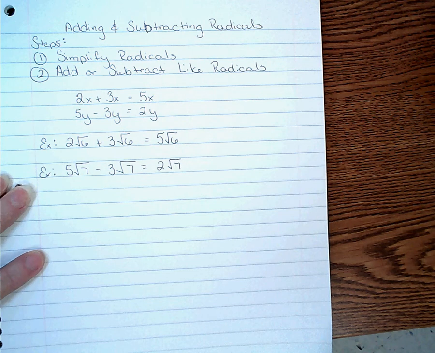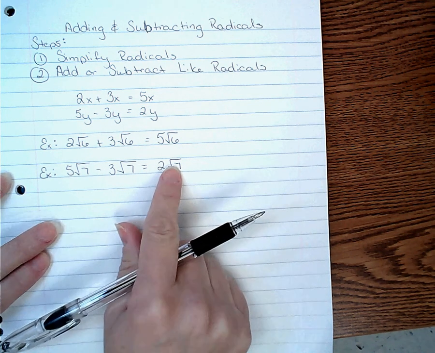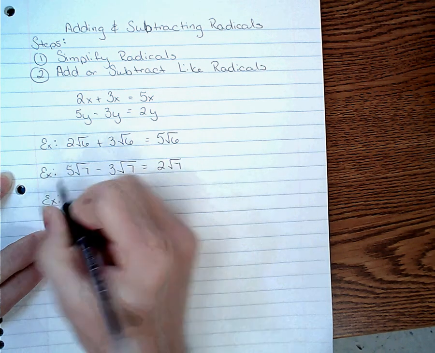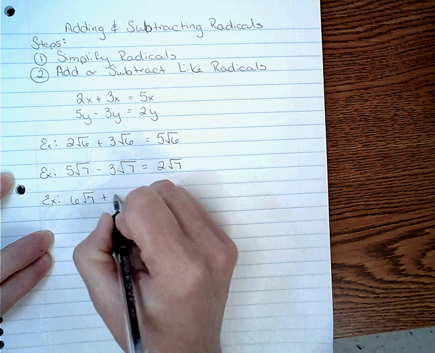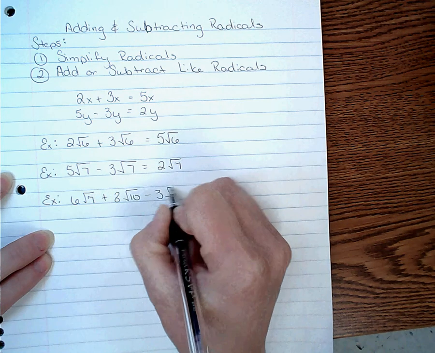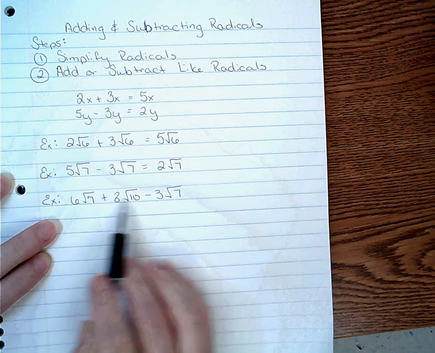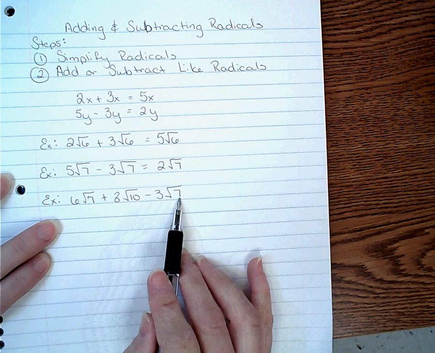Now, you can have 2 terms, you can have 3 terms. So here's an example of a 3-term problem. You can have 6 radical 7 plus 8 radical 10 minus 3 radical 7. Now, taking a look at this problem, we notice that radical 7 is simplified, radical 10 is simplified, and radical 7 is simplified.